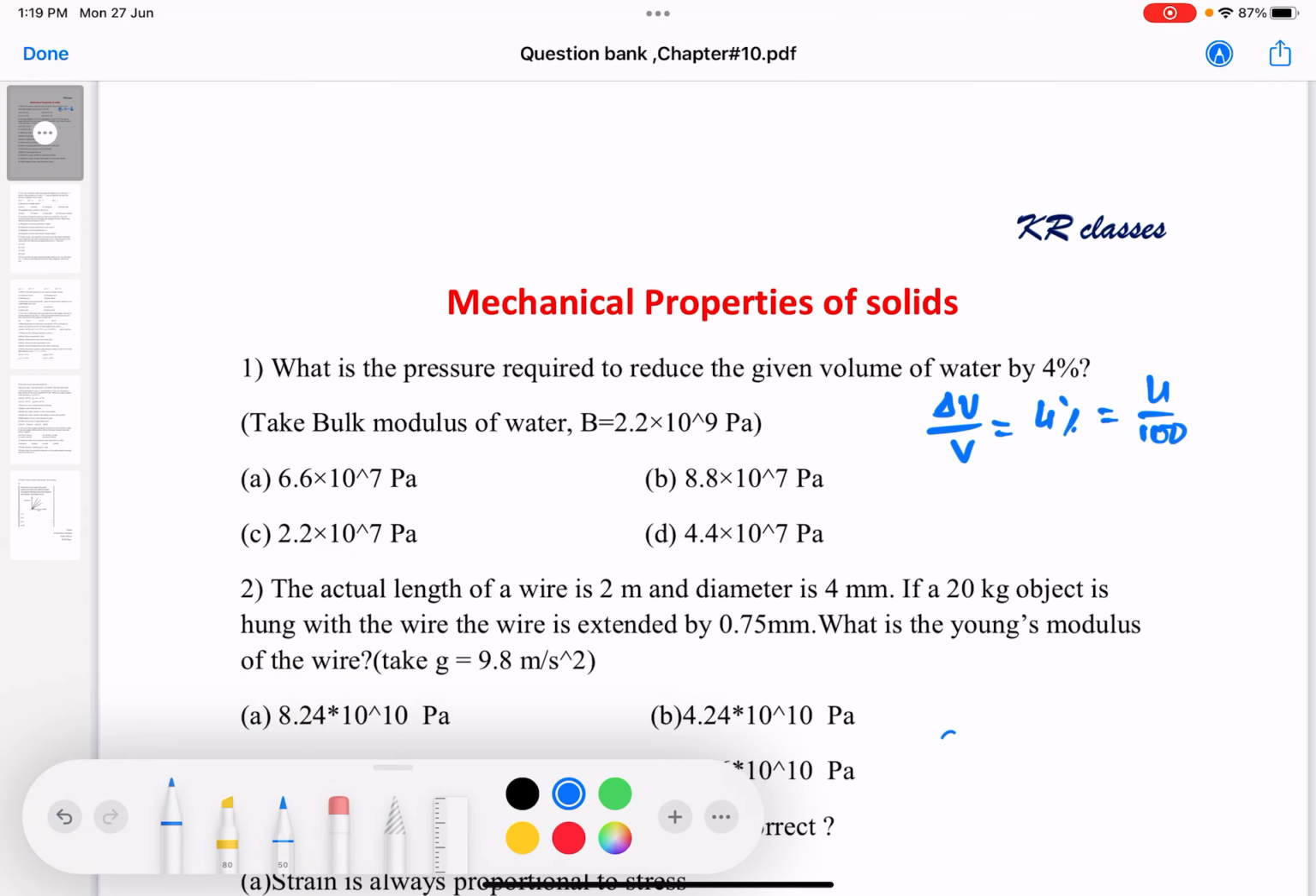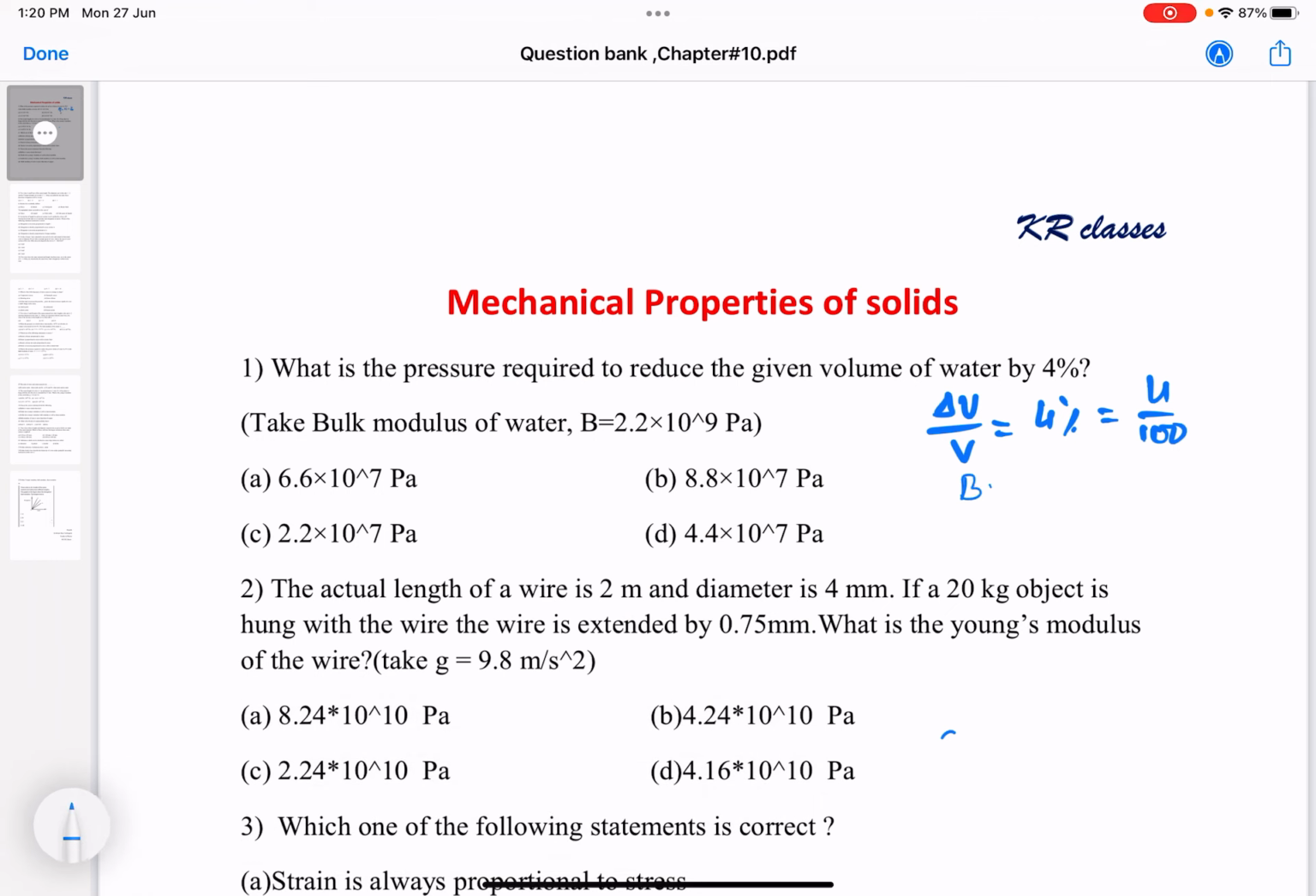Okay, and also see here he has given bulk modulus. Bulk modulus B is equal to 2.2 into 10 to the power of 9 pascals. So he has asked to find out what pressure is required. We know that bulk modulus equals pressure required by delta V by V. So here we need to find out delta P. Delta P is equal to B into delta V by V. By solving this, you will get the answer for this question.